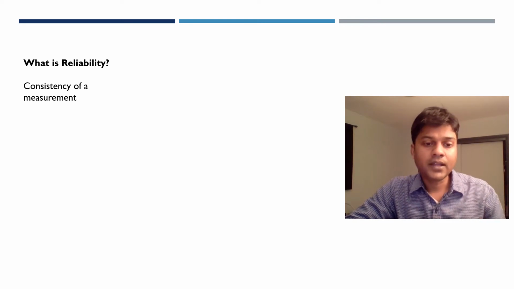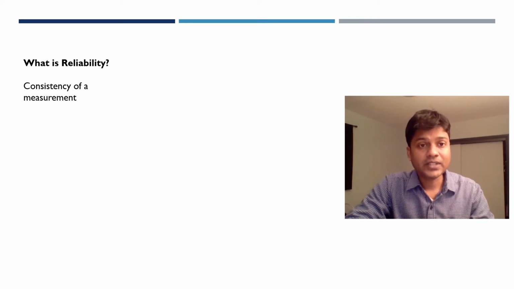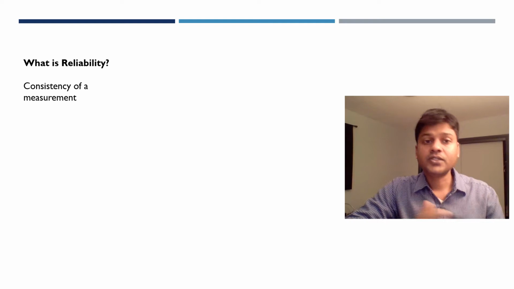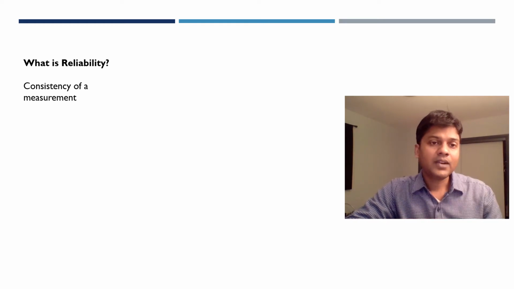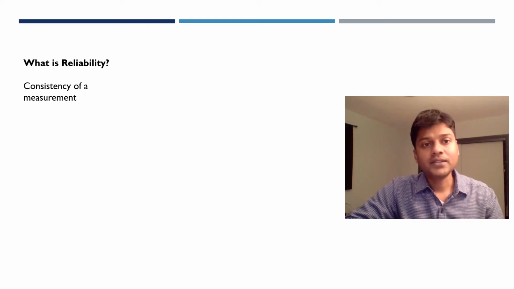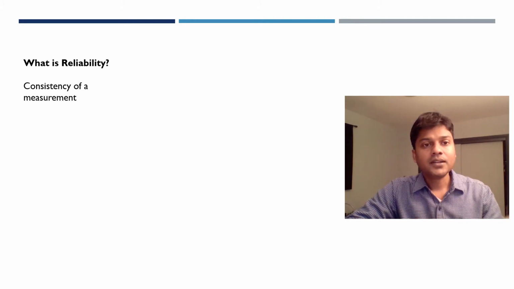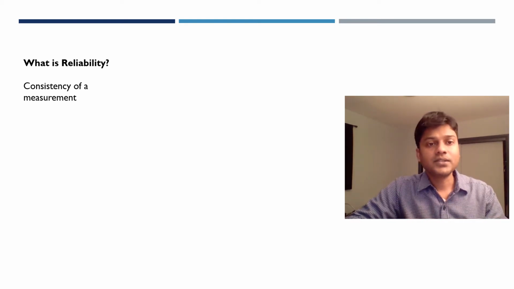For example, let's say I'm using an intelligence test and I give this test to a participant today, and let's say he scores around 90. Now, if I give the same test to the same participant tomorrow, and let's say he scores 120, do you think that this test is reliable? No, it is not. How could it be possible that the same person who scored 90 yesterday is scoring 120 today? It means that this test is not reliable. This test has a poor reliability. So reliability refers to consistency of a measurement tool.